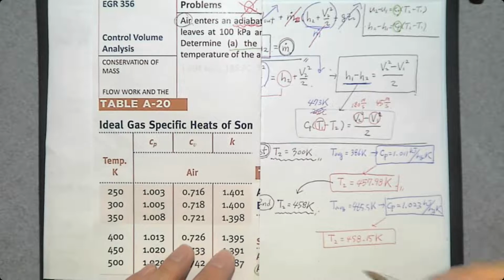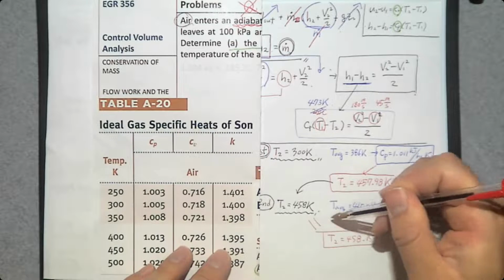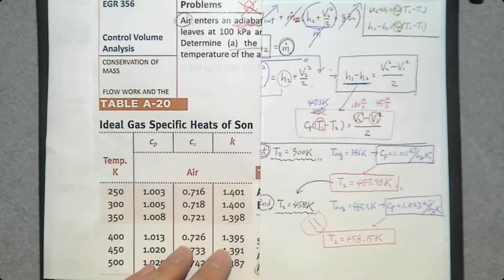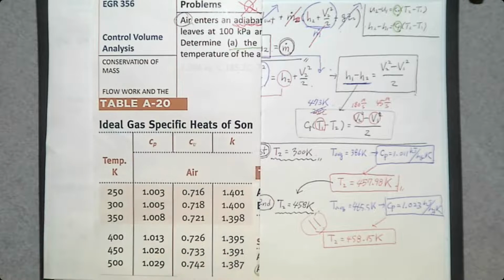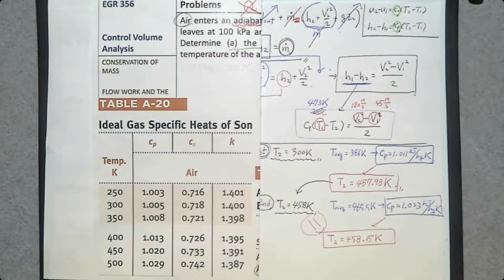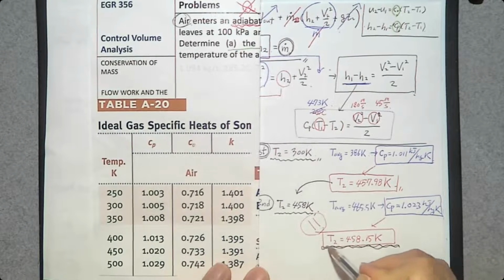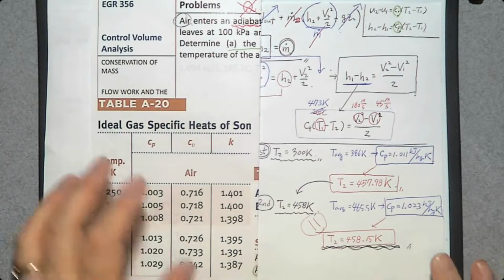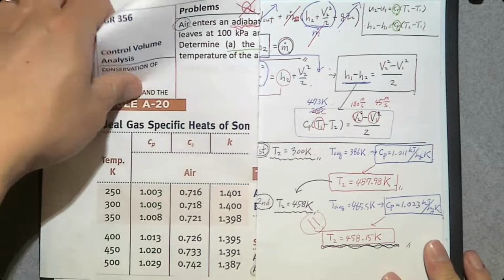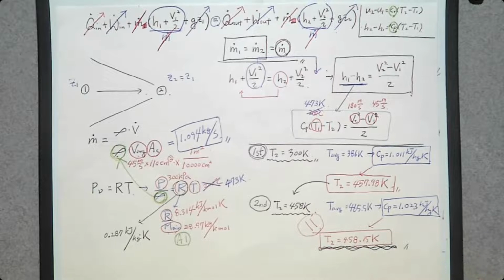Now, are they close? Yes. So you can say the exit temperature is going to be 458. Any question about this iteration method?